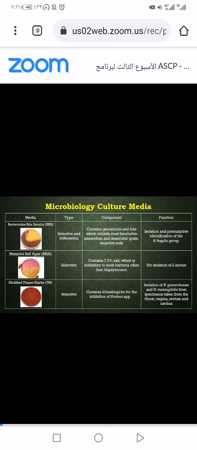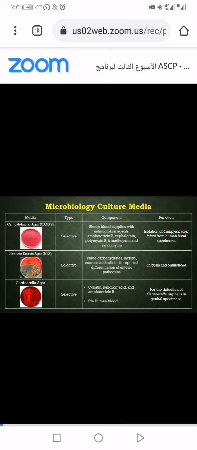Right. After that, the Campylobacter agar contains vancomycin, amphotericin as antimicrobials, and many other antimicrobials. It's for isolation of Campylobacter, so it's used in stool culture mainly. Then the Hektoen. Hektoen is also used for stool culture. It contains carbohydrates, lactose, saccharose, and many others to differentiate between the enteric pathogens. It's used for Shigella and Salmonella isolation.